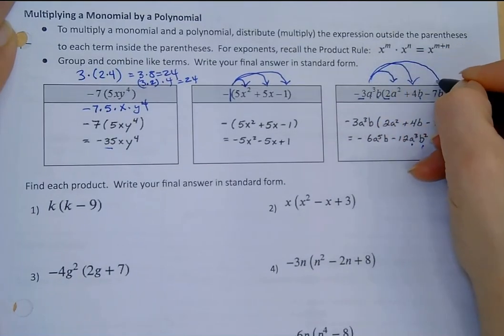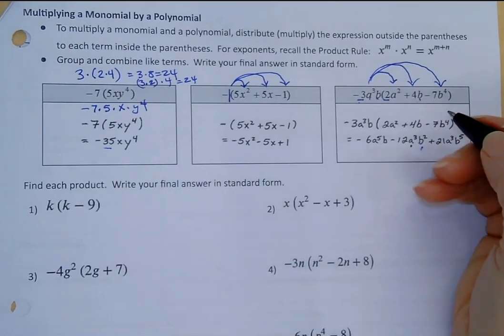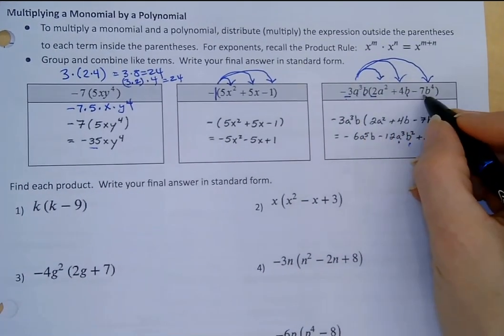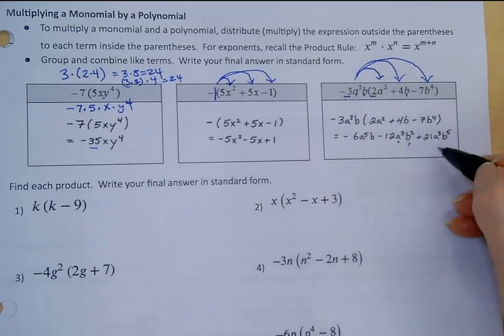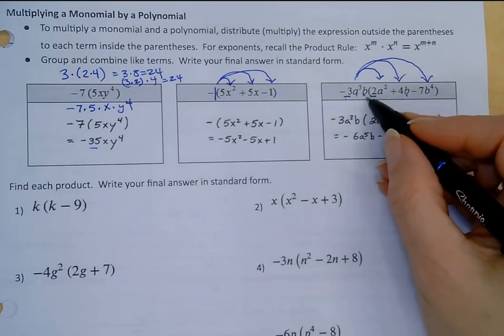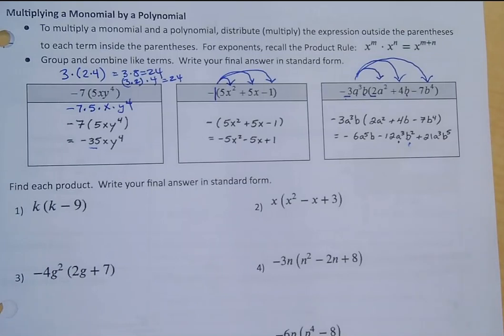Third term, because I'm distributing the outer information to each term inside. -3 times -7 is +21. a cubed just stays a cubed because there aren't any a's in this term, and then b times b to the 4th, I'm going to say is b to the 1 plus 4, which is b to the 5.